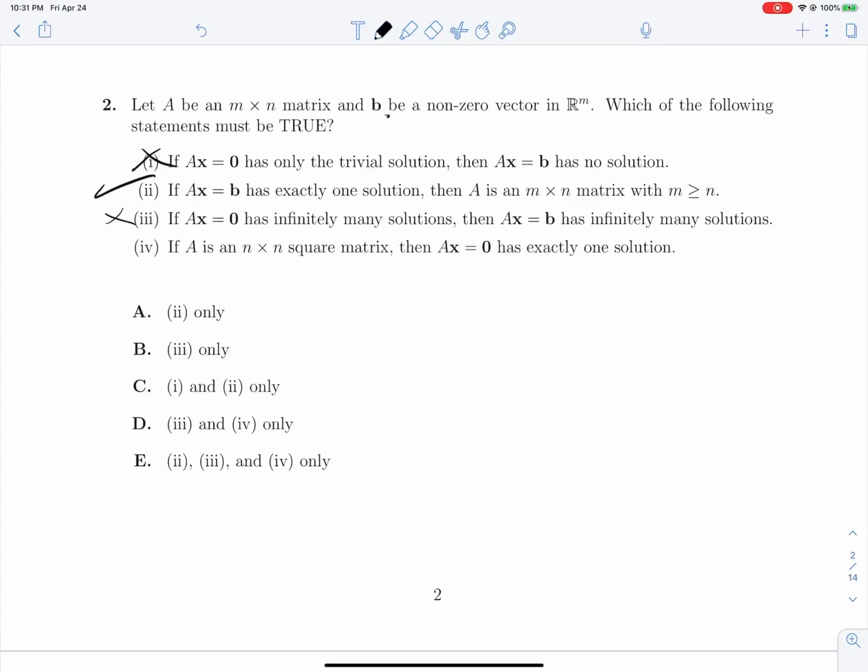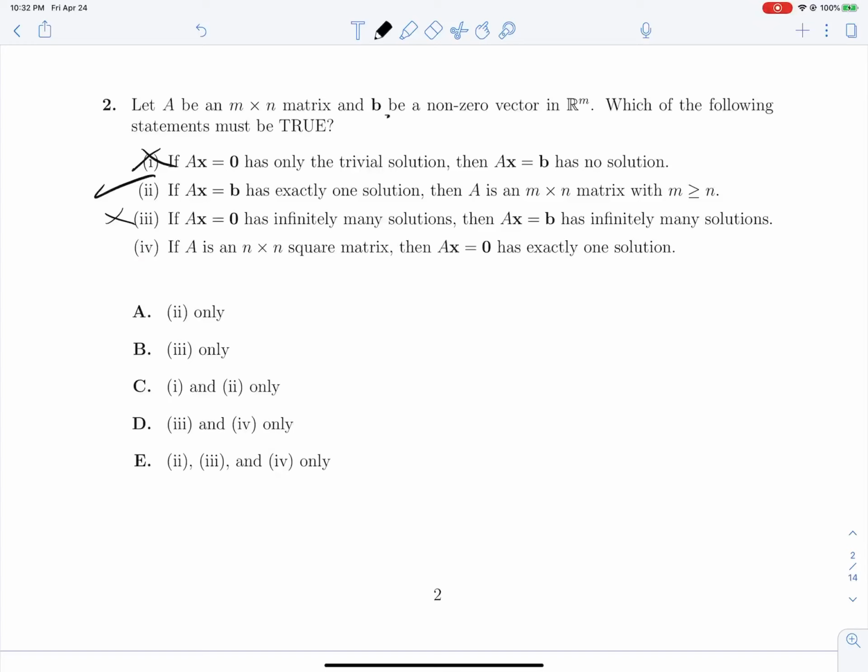What about 4? If A is an n by n square matrix, then AX equals 0 has exactly one solution. Well, this would be true if we had an n by n invertible square matrix, because invertible matrices are both 1-to-1 and onto, meaning that they span the output space and that their columns are linearly independent, which has this property that we're looking for: for all of our output, we'll have at least one solution.